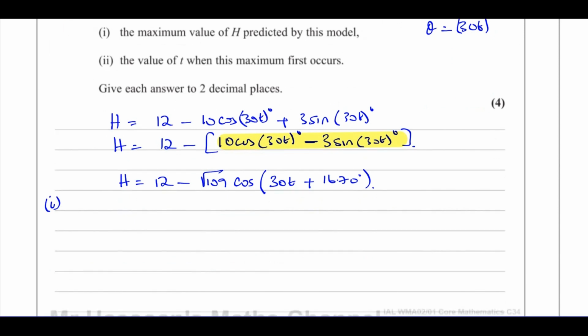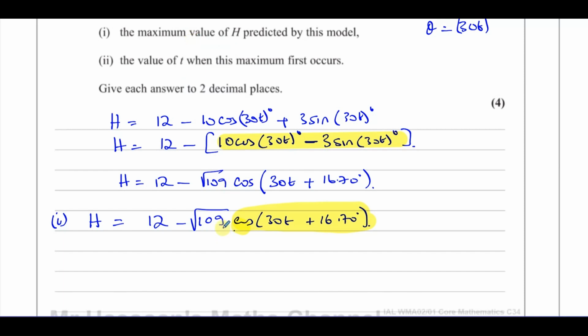Now that's pretty easy now. Okay, because if I think about the expression that we have, 12 minus the square root of 109 times the cosine of 30t plus 16.70. Now the cosine of any angle can never exceed 1. This is the cosine of an angle, okay? This plus 16.7 just is a horizontal shift, okay?